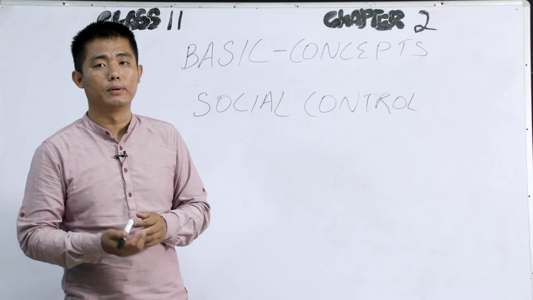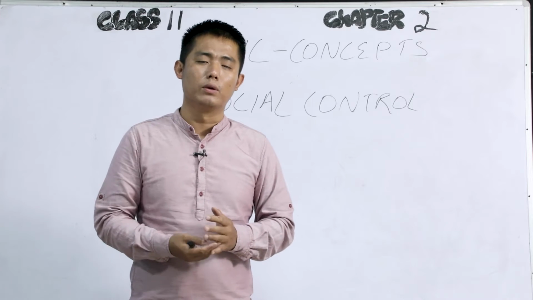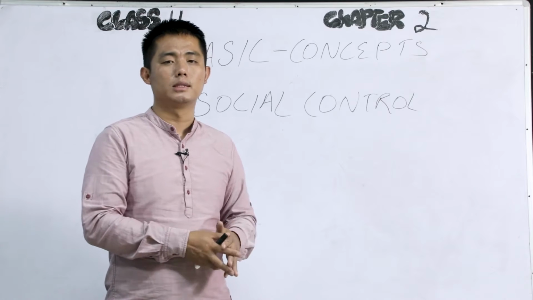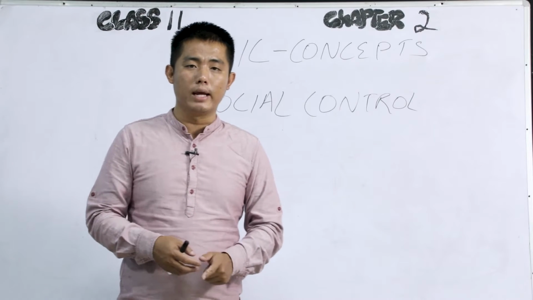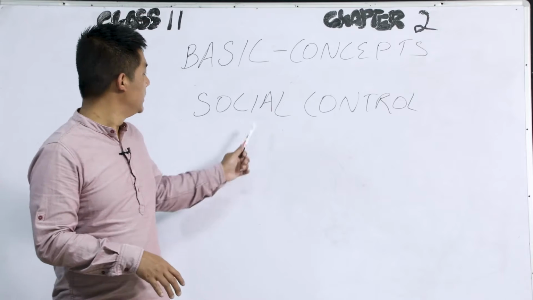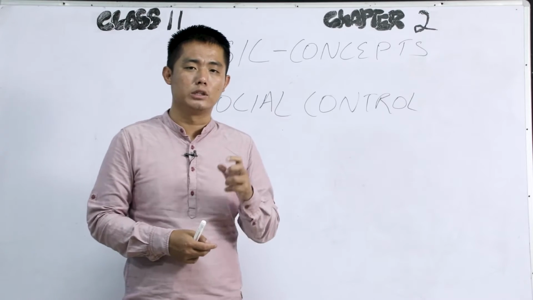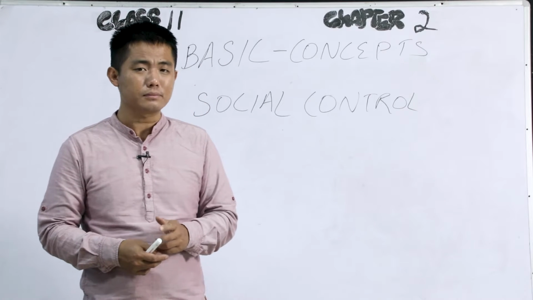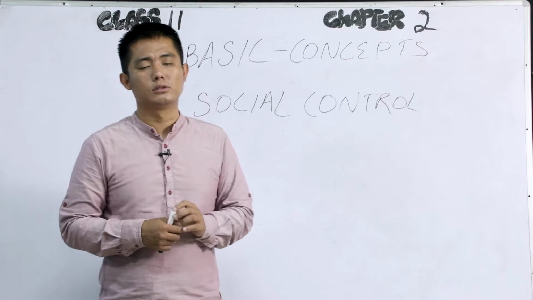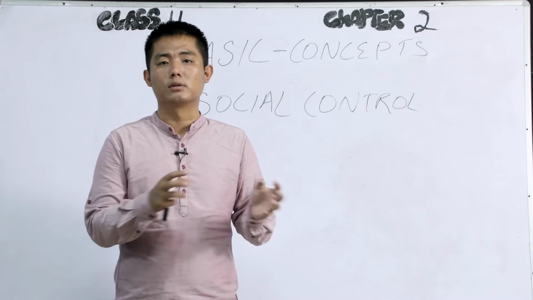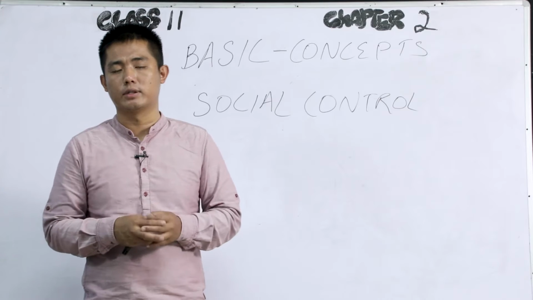We had discussed society. We also discussed the different types of social groups, and what a social group is. And today, I would like to discuss a little bit about social control. Now, when we talk about social control, we see that there is always certain conflict in society.